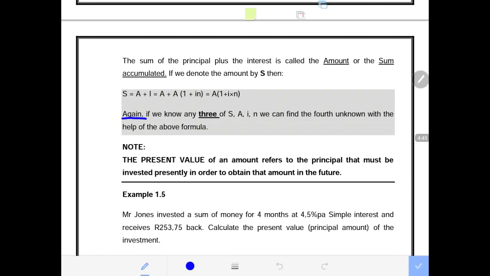It says again, if we know any three of sum accumulated, amount invested, interest, or N, we can find the fourth unknown with the help of the formula that says sum accumulated equals A times (1 plus I times N). That means, again, if we know the future value and we know the interest and we know N, then we can calculate the amount that was invested.